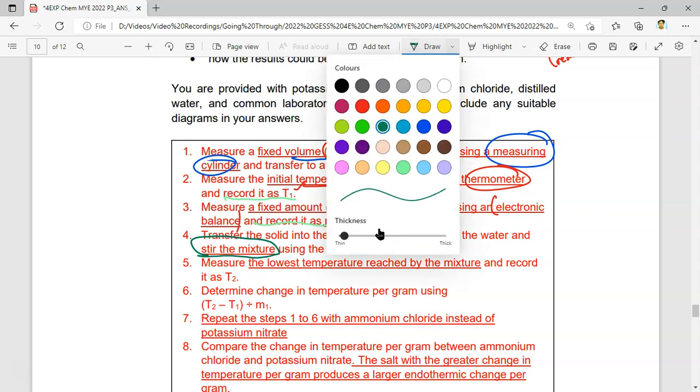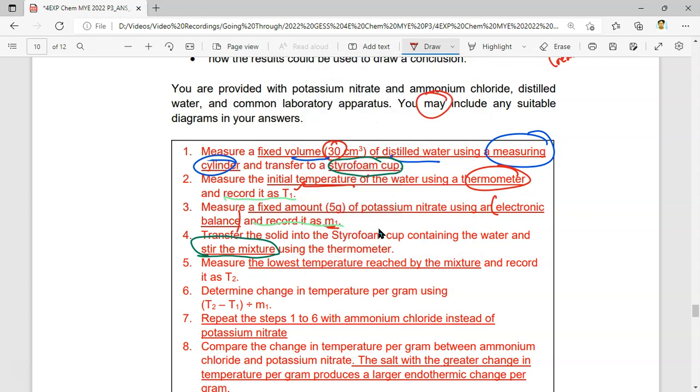So, measuring the lowest temperature reached by the mixture. Okay, this is another measurement. If you want to be kiasu, you can say temperature. I'm going to use a thermometer again. But in actual fact, you already say thermometer at the top when you're measuring temperature, so it's assumed that you're going to measure temperature using a thermometer.